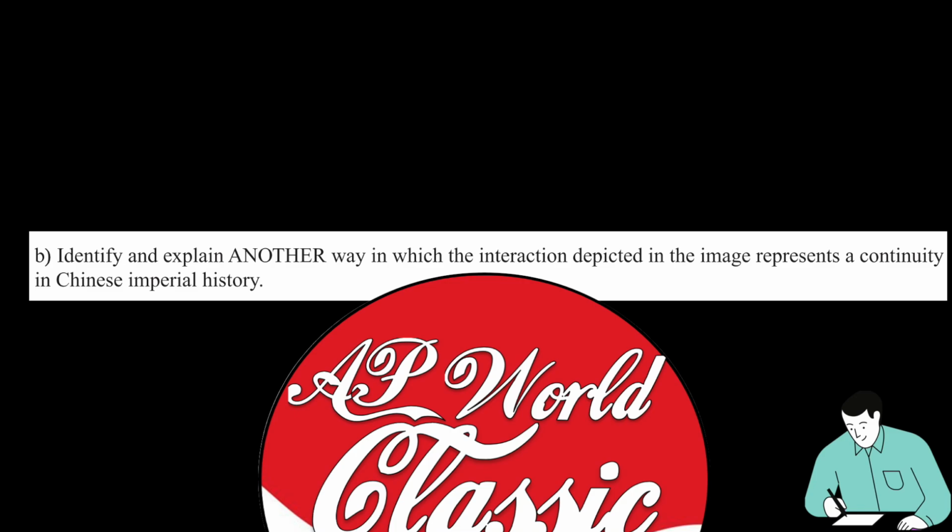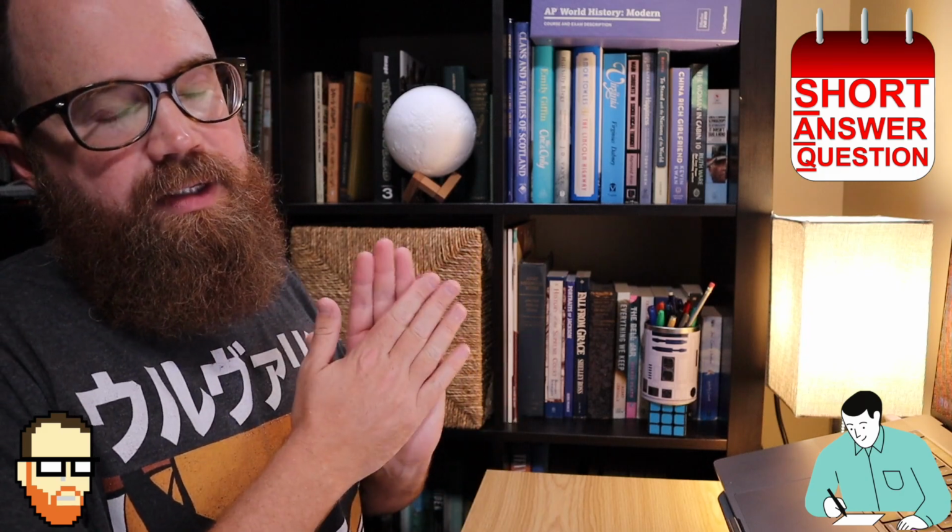Looking at B here, AP World Classic was sometimes a bit lazy. They just say, yeah, name another one. Okay, fine, so we'll do another one. Another way to look at this continuity, because again, that's what it says there. By the way, if I'm throwing you off, continuity is just something that stays the same over a long period of time. So when you think China's a big deal in AP World History, what stayed the same over a long period of time?